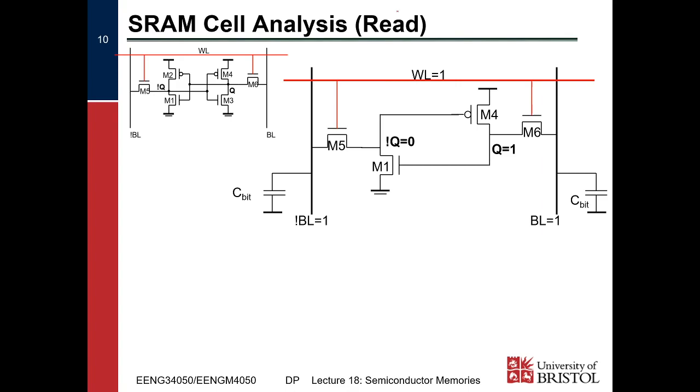First, we're going to look at what happens if we read. So we'll assume that a 1 is stored in the cell, so Q is 1 and Q naught is 0. Based on the fact that Q is 1, we know that this NMOS must be on, and since Q naught is 0, this PMOS will be on.